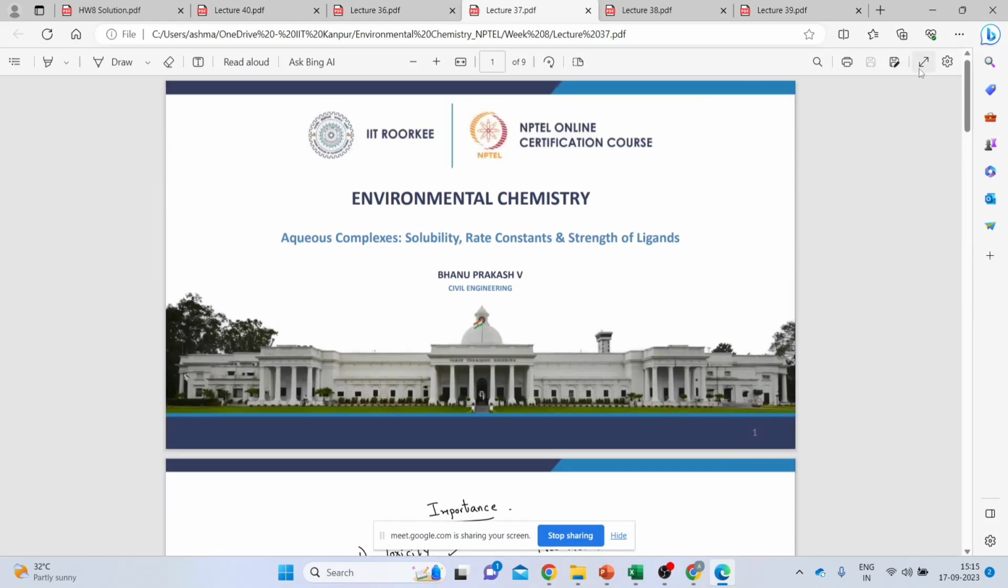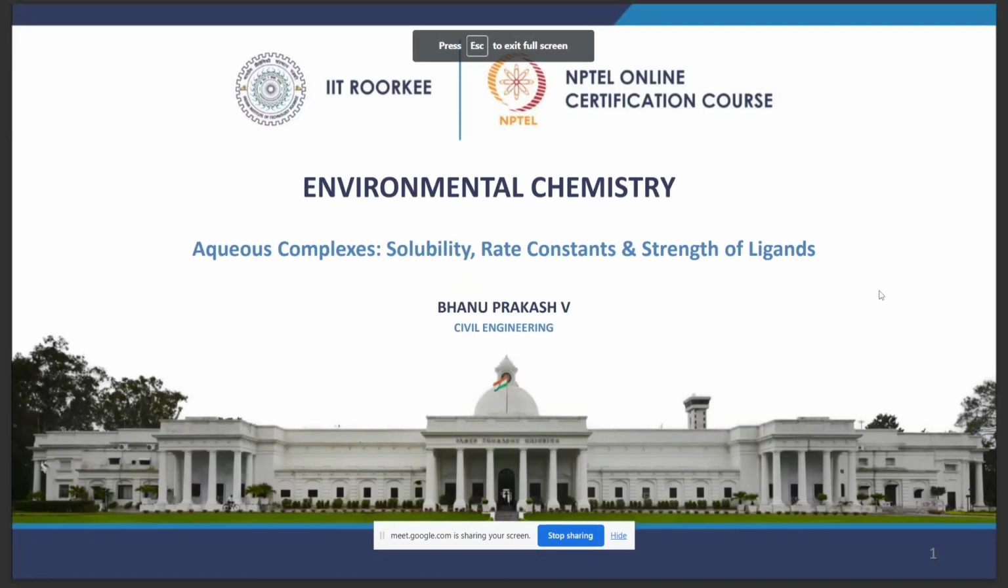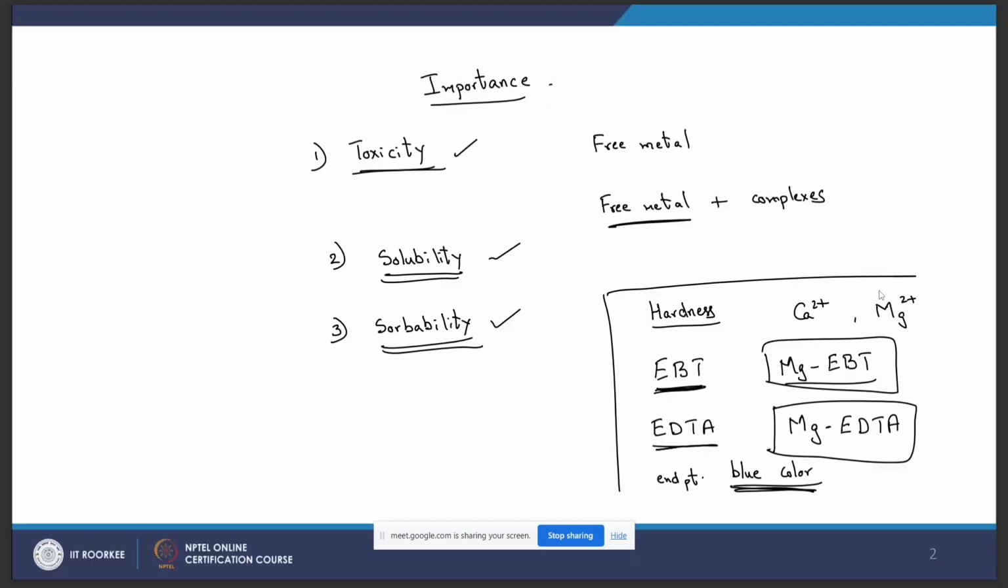So we have a continuation of the previous lecture. It is for solubility, rate constant and strength of ligands. So what is the importance? If we want to reduce the toxicity of some metal, and if the free cationic form of that metal is toxic, then we can make complexes and reduce the toxicity. Next is solubility.